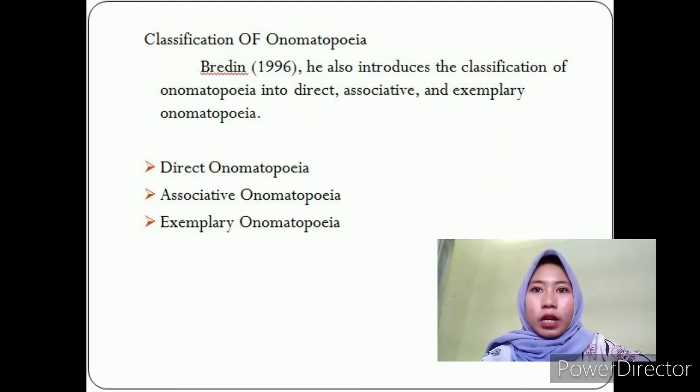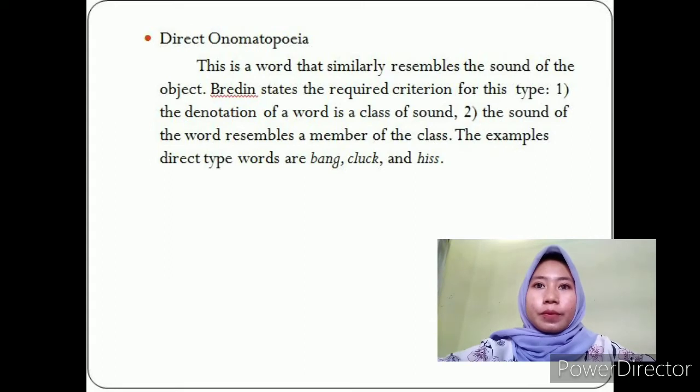Onomatopoeia has the classification based on Bredin. He also introduced the classification of onomatopoeia into direct, associative, and exemplary onomatopoeia. Direct onomatopoeia. This is a word that similarly resembles sound of the object.